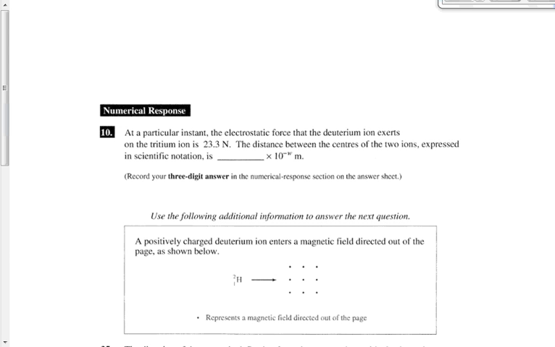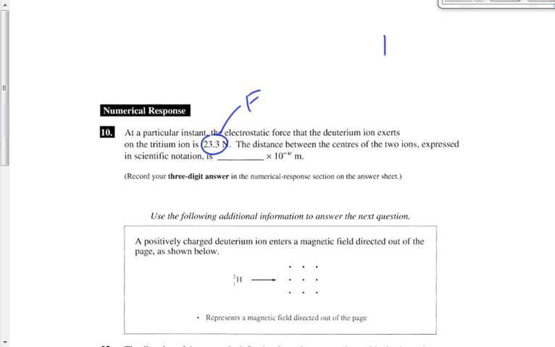Ten. I kind of like this question, actually. At a particular instant, the electrostatic force that the deuterium ion exerts on the tritium ion is 23.3 newtons. Here's the force. What's the distance between them?